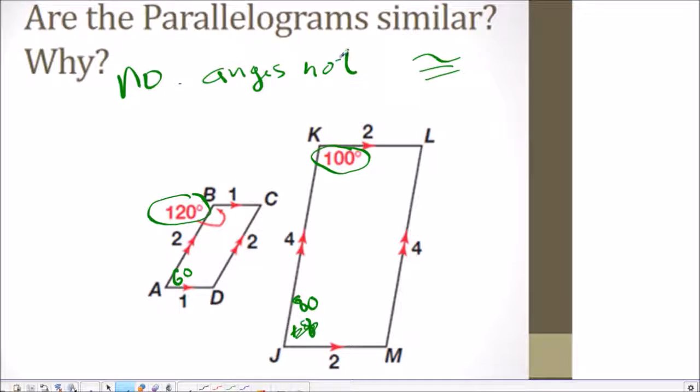Okay, and that's enough reasoning. If you wrote that on a test, I'd give you full points every day of the week. Okay, although let's spell angles right. A-N-G-L-E-S, angles. There we go.